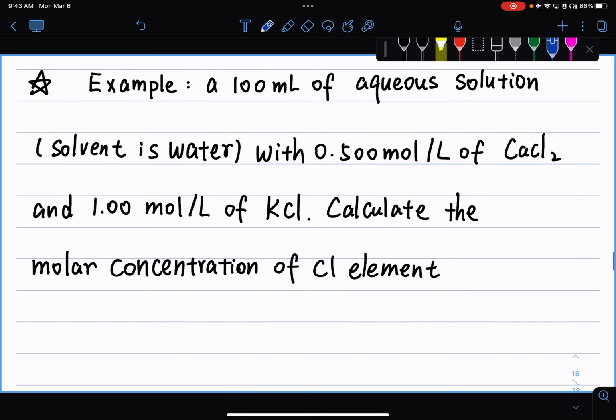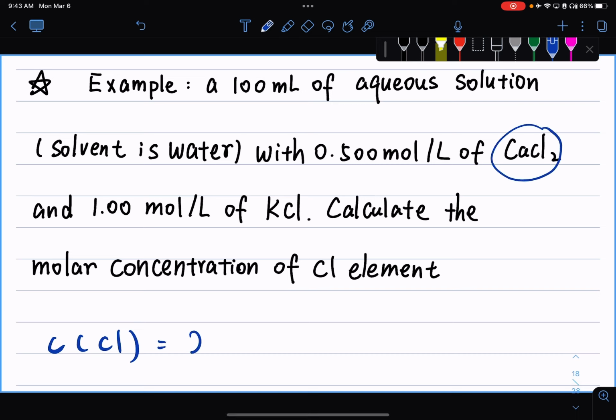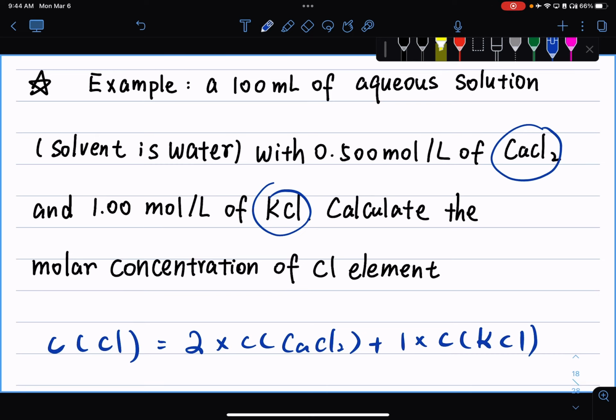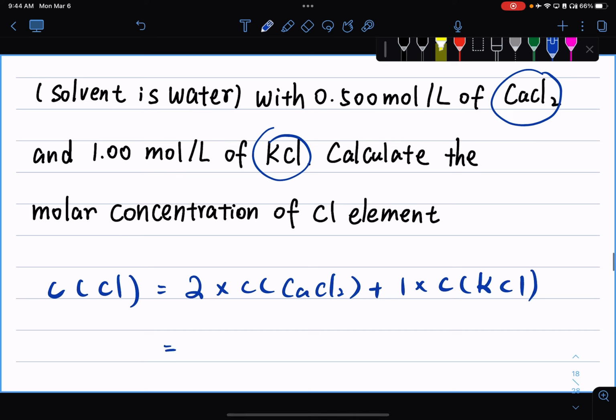What we have here is that the concentration of the chlorine element equals, we have 2 in calcium chloride, so 2 times the concentration of calcium chloride, plus 1 times the concentration of KCl. With the same calculation, we have 2 times 0.5 plus 1, which gives you 2.00 mole per liter.